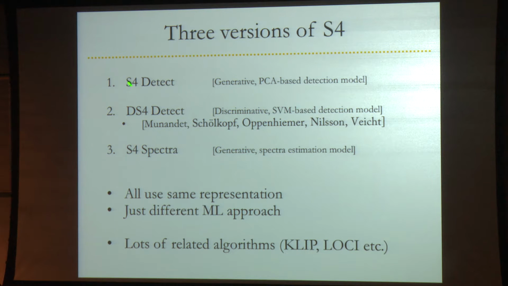So you'll be able to directly contrast and compare how you would apply generative modeling and discriminative modeling to the same data. And the third thing I'll talk about is an algorithm that, once you've detected the planet, uses a slightly more sophisticated model that tries to estimate the spectra of the planet signal. The key point is they're all using the same input representation, the same data. All that's changing is the machine learning approach. As I say, there's a whole bunch of other speckle suppression algorithms that are quite related to these, but I'm not going to compare to them here. I just want to compare the machine learning differences rather than the overall algorithms.